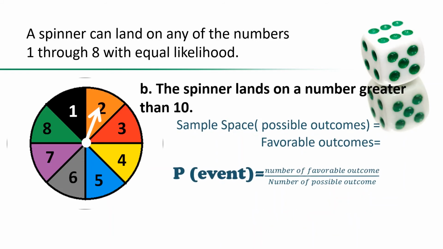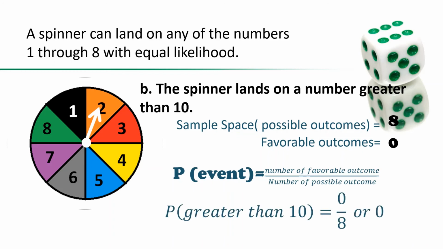Now, what is the probability that the spinner lands on a number greater than 10? So again, for the sample space, we have 8. For the favorable outcomes, meron ba tayong number on the spinner which is greater than 10? Okay, so wala. So favorable outcomes, we have 0. So therefore, the probability of the spinner landing on a number greater than 10 is 0 over 8 or 0, meaning that this is an impossible event.